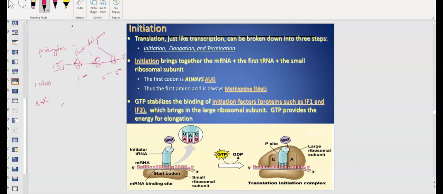So in eukaryotes, they find that cap, that 5' cap that we talked about, and they scan until they find the start codon, which is AUG. And this codes for methionine, which it's showing you right here. And then that reads until it hits a stop, which is UAA, UAG, or UGA. These are stop codons.